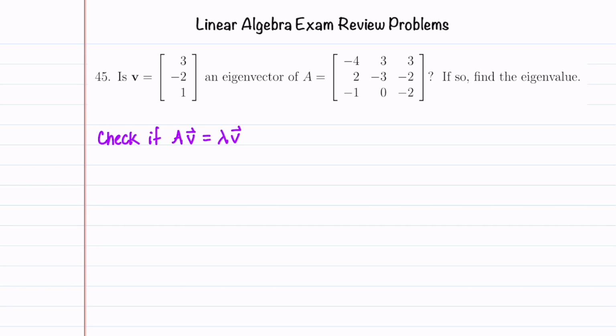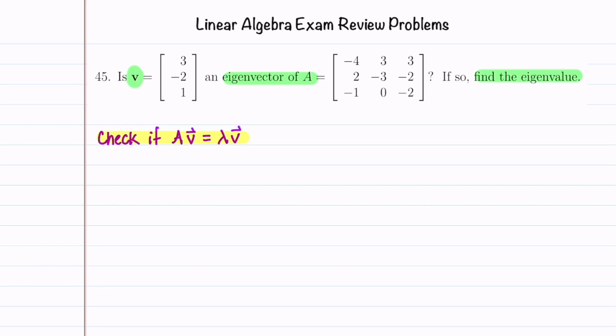Let's get started. In this question, we're given a vector v, and we're asked to find if it is an eigenvector of matrix A. And if it is, we're asked to find what the eigenvalue is. The way that we're going to solve this problem is we're going to check if A times our vector v is equal to lambda times v, where lambda is an eigenvalue. This equation is our basic definition of an eigenvector v and an eigenvalue lambda.